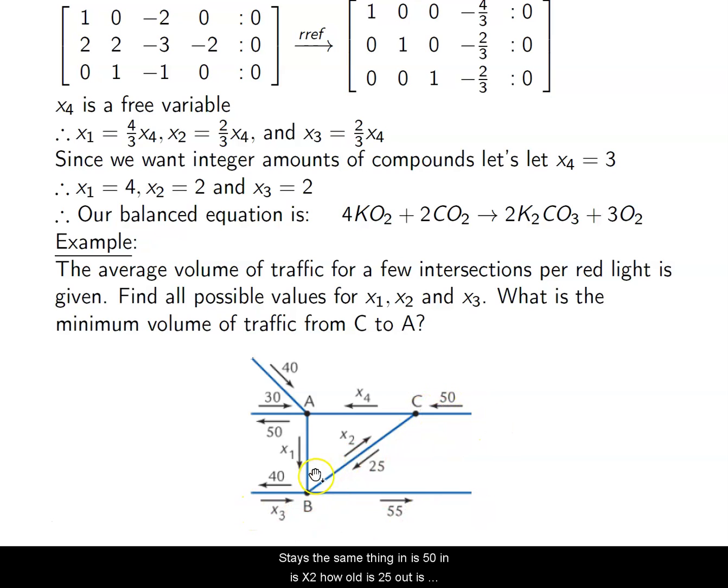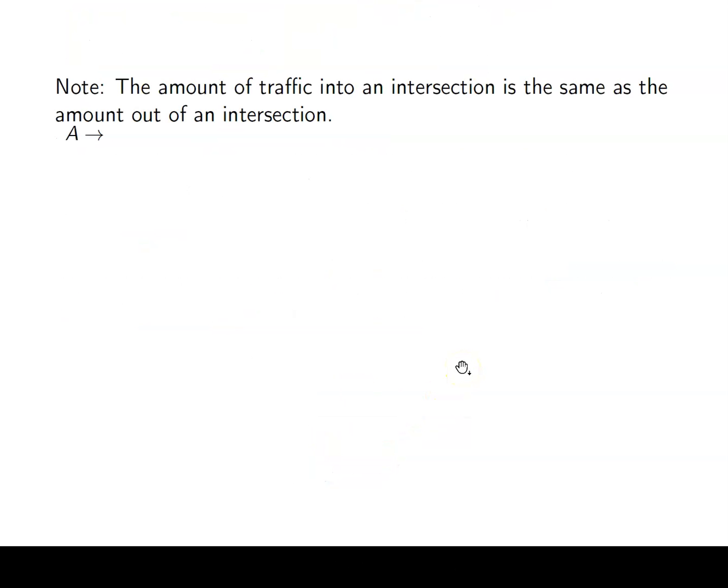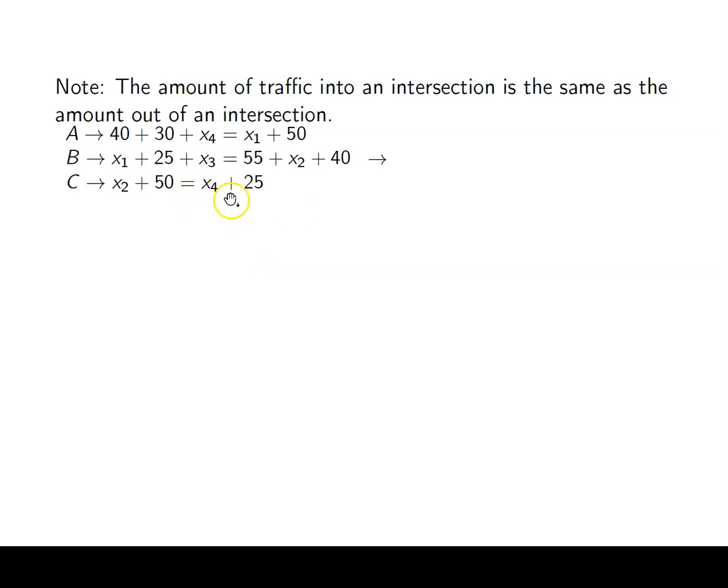C is the same thing. In is 50. In is X2. Out is 25. Out is X4. So 50 plus X2 has to equal 25 plus X4. Okay, so turning this into our augmented matrix.